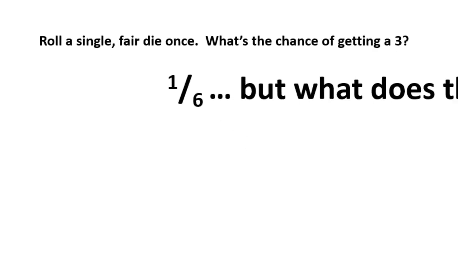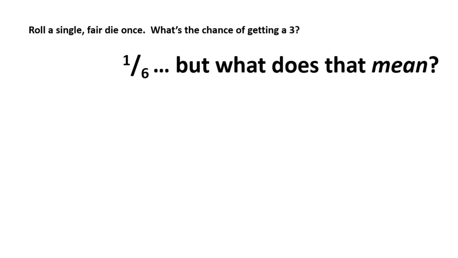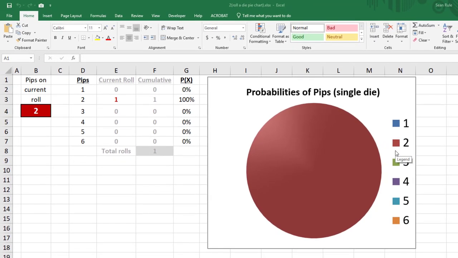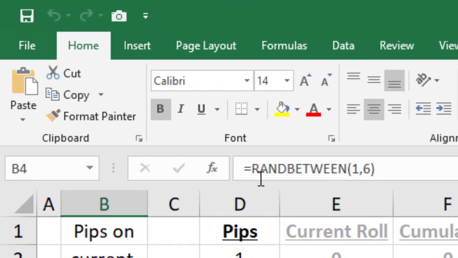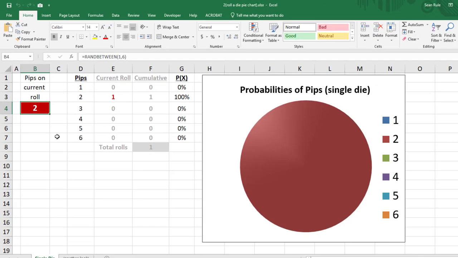What I want to look at now is to drive home the point. What does it mean to have a 1 in 6 chance? Let's take a look. So friends, what I've done is I've created a die roller in Microsoft Excel. Pretty straightforward. I just simply create the RANDBETWEEN command, 1 through 6. And what that does is it randomly selects a digit between 1 and 6. 1, 2, 3, 4, 5, 6. That's basically all a die is. A die is a 6-number random number generator.